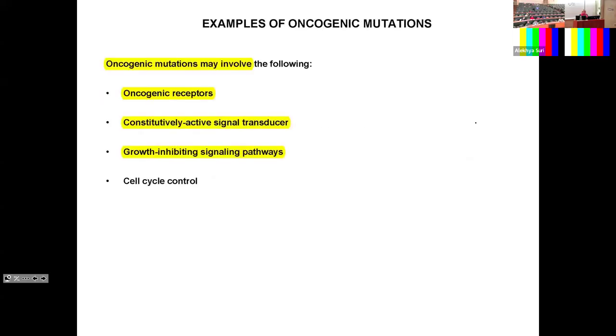Those are on the point of the molecules of the tumor suppressors. So what happens with the oncogenes? Now we go back to the oncogenes because there are some concepts I want to cover. The oncogenic mutation may involve different things: oncogenic receptors, an active signal transducer, the growth inhibitor signal, or the cell signal control. So there are different ways the oncogene mutation may be involved.